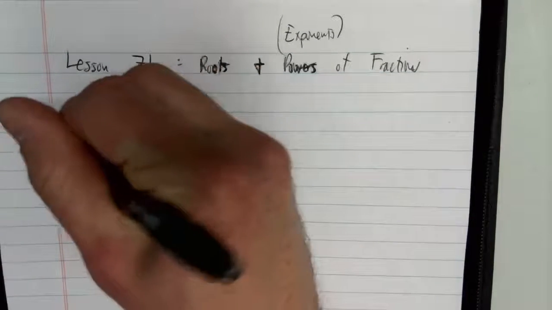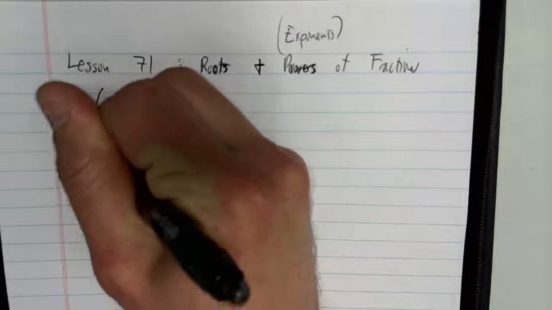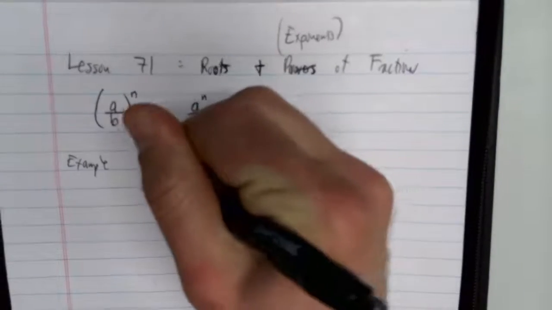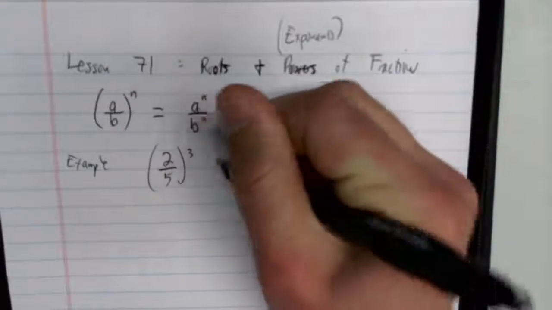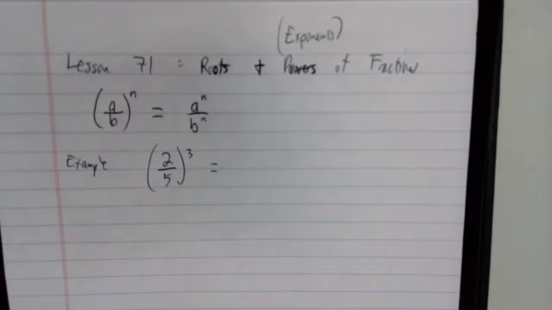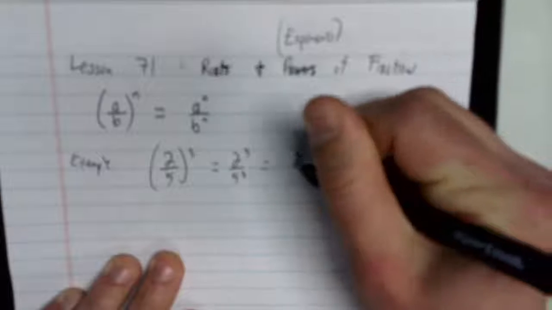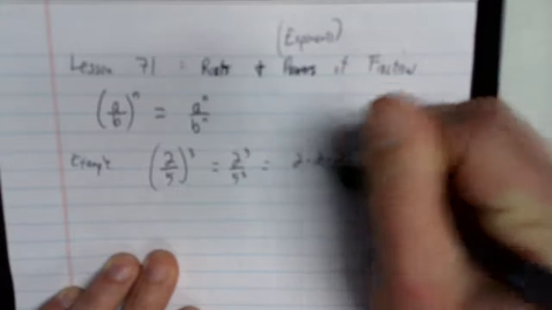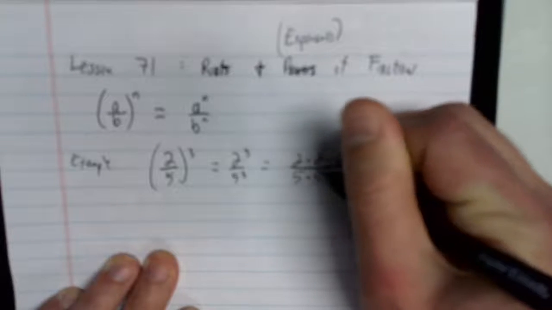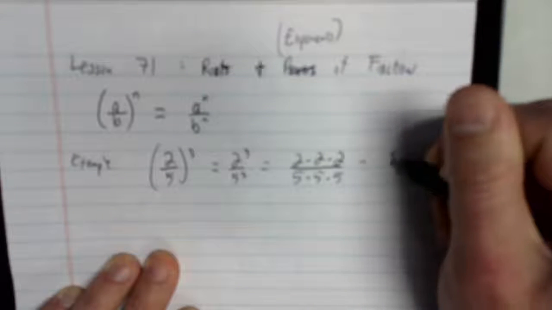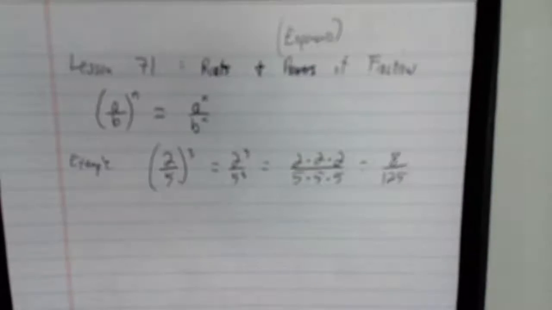Because let's say we had an example. Let's say we had to do 2/5 to the 3rd power. So what that means we're going to do is 2 to the 3rd over 5 to the 3rd. And if you remember what exponent means, it tells you how many times to multiply that base. So we're going to get 8 out of 125.